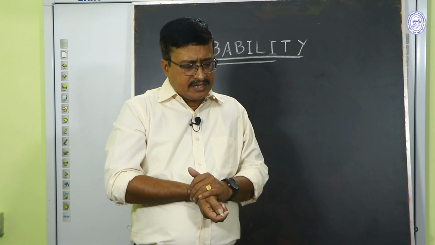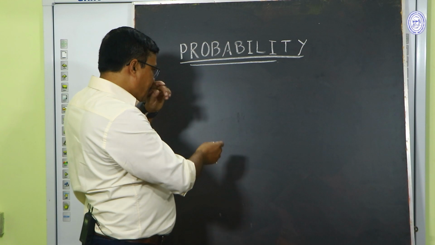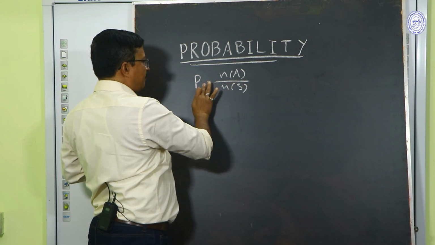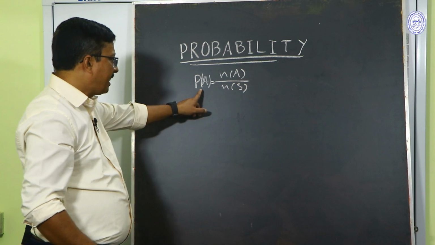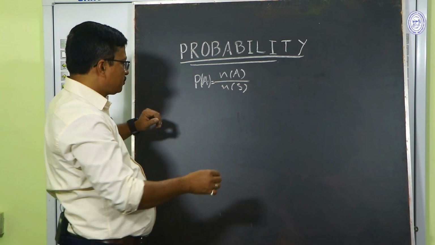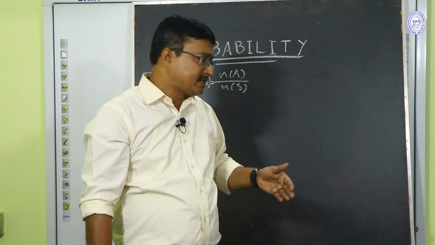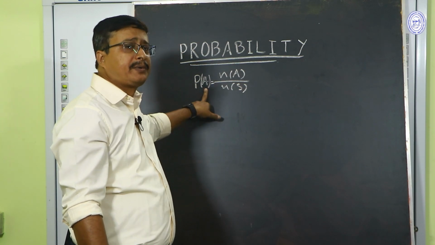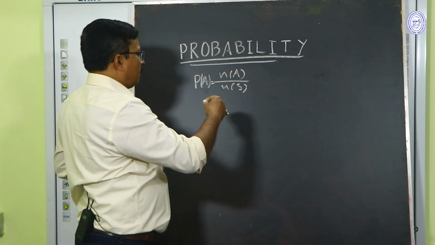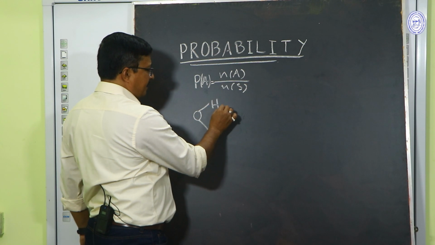Next, you can calculate probability by using the formula P equal to n(A) by n(S). This is the formula for calculating the probability of A. Now, what is A? A is an event whose probability we want to calculate. So if we calculate the probability of getting a head when tossing a coin, A is the event of getting a head. Now if you throw a coin, you can get two results, either head or tail.